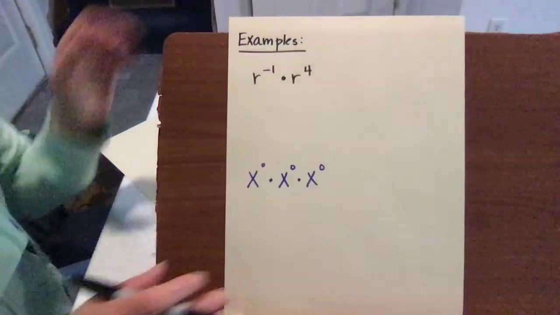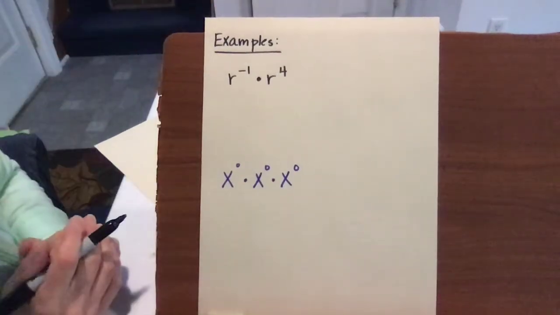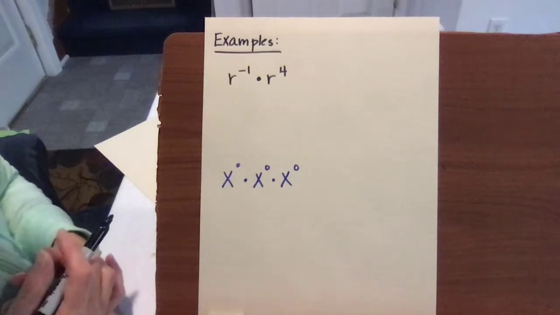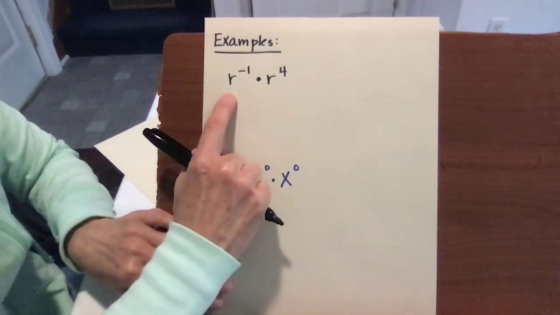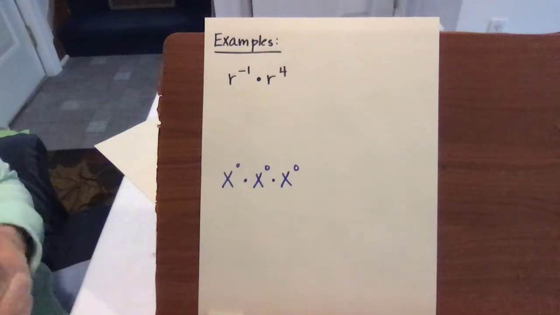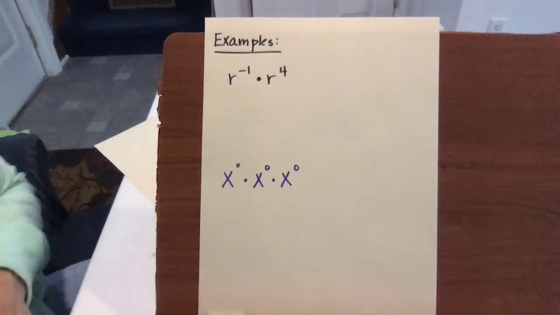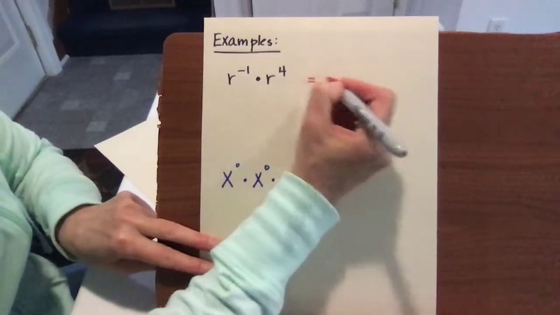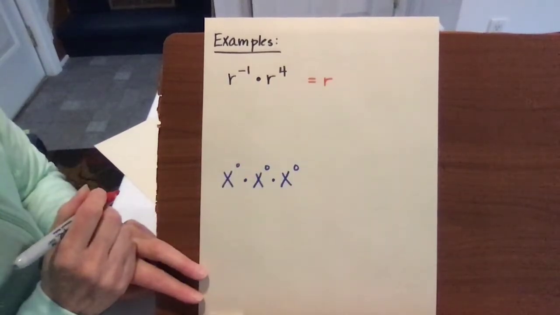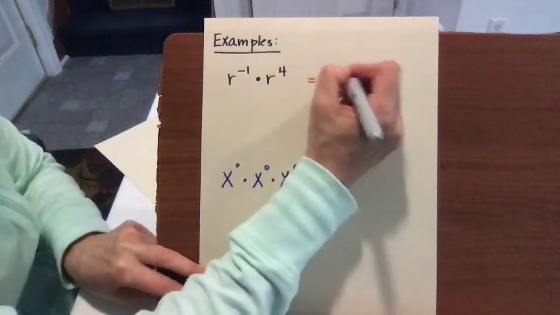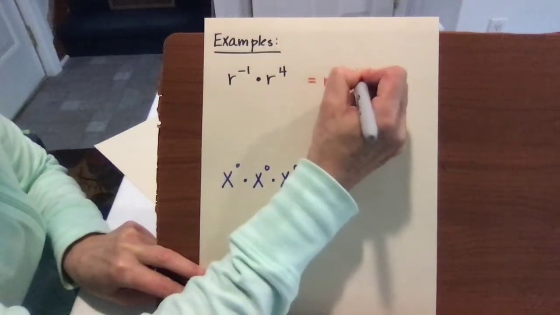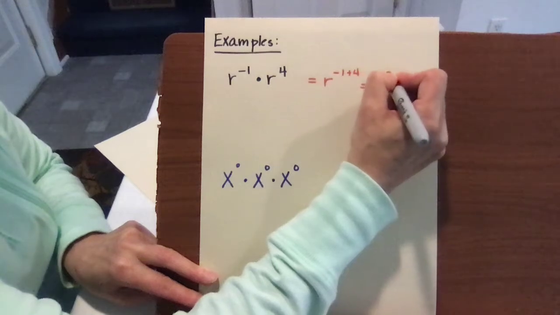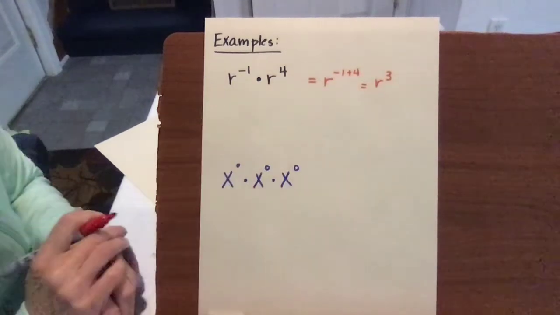Okay, not all exponents are positive, so let's take a look now employing these two rules, multiplication and zero power rule. If we have r to the negative 1 power times r to the 4th power, we are multiplying like bases called r. And when we multiply like bases, we keep the base and add the exponents. So negative 1 plus 4 gives us 3. So it becomes r to the 3rd power.